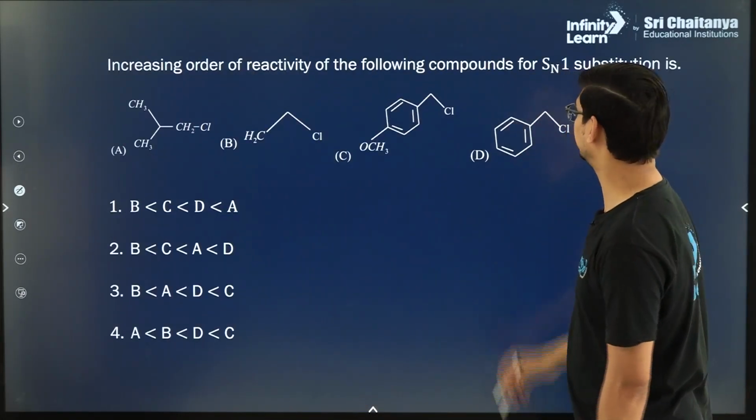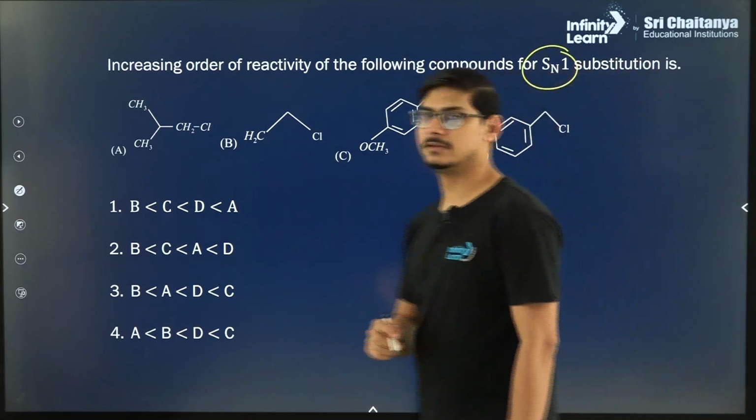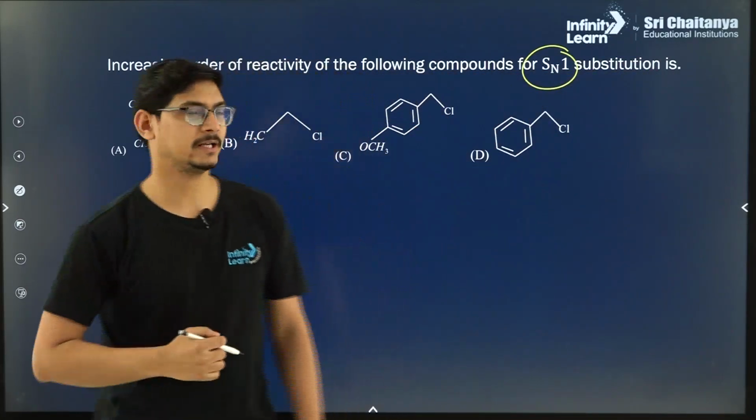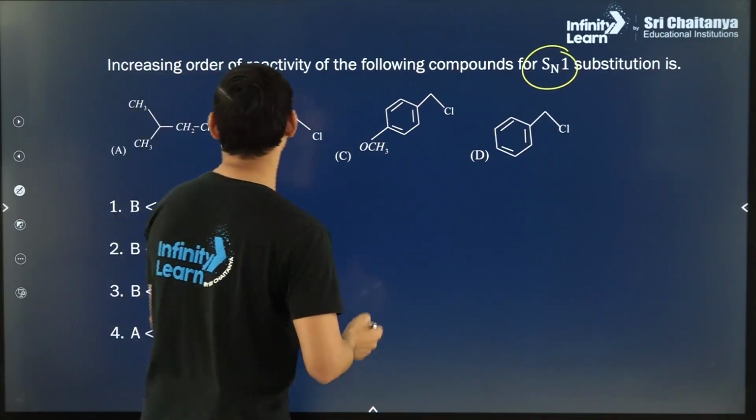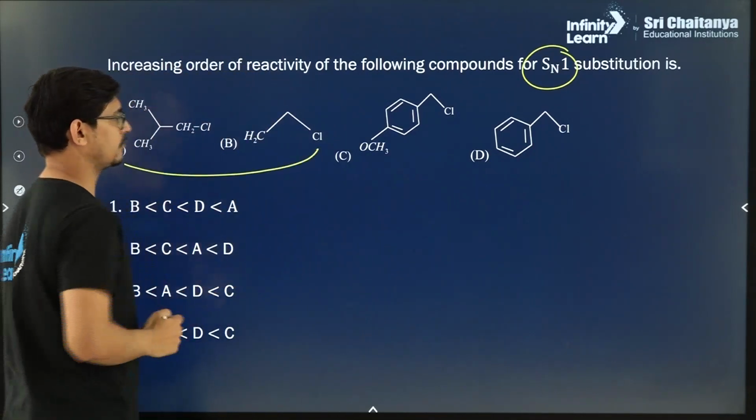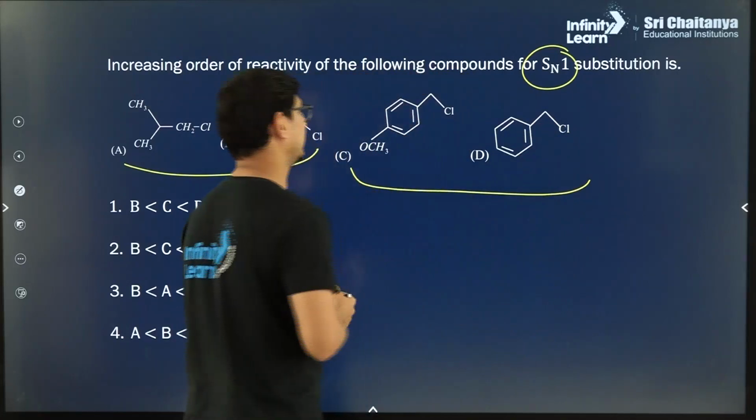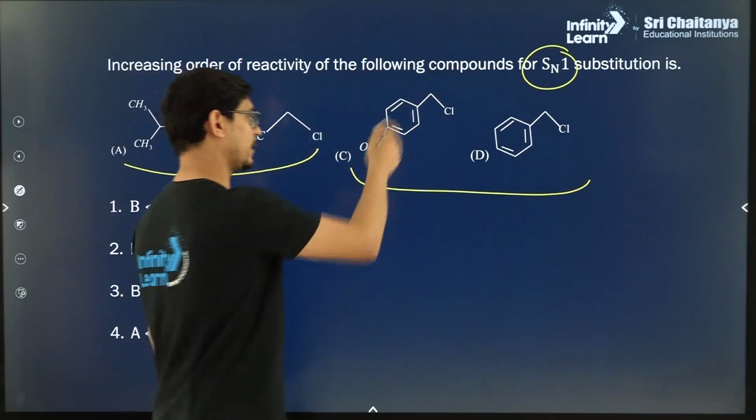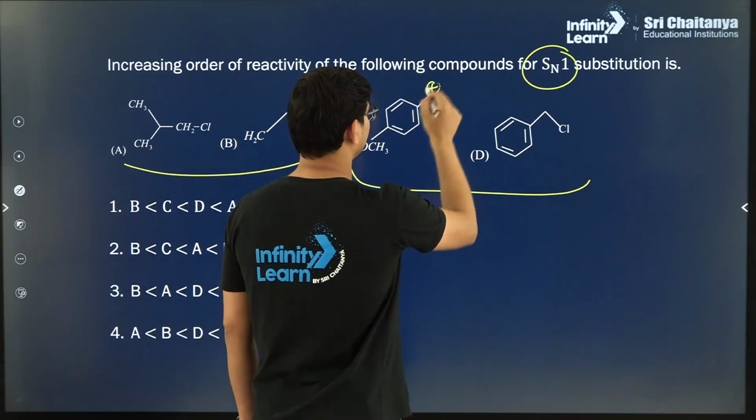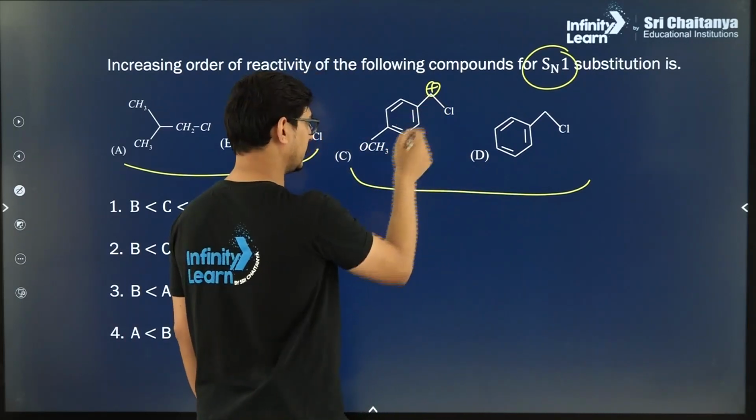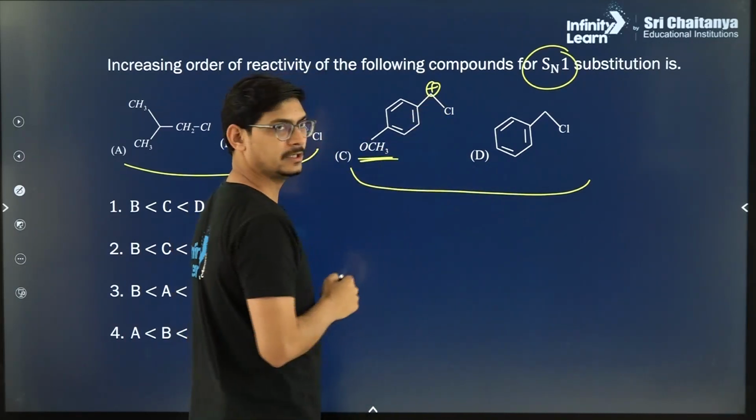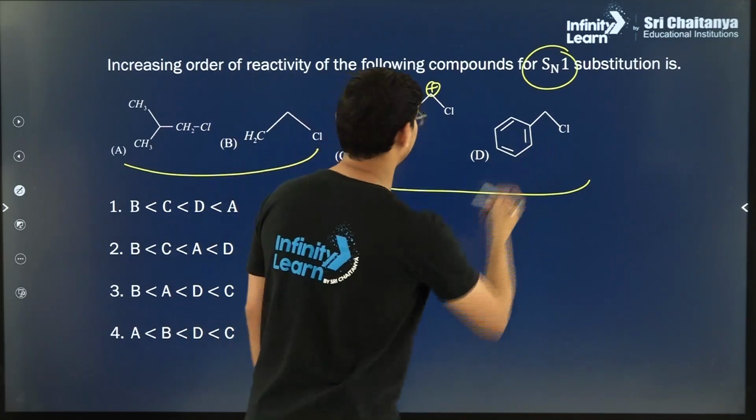The increasing order of reactivity in SN1. In SN1, the reactivity is proportional to carbocation stability. So we can see, of course, these will be aliphatic carbocations, less stable. These are aromatic resonance stabilized carbocations, right? They will be more stable. They have aromatic components. So this will be stabilized by benzene, not only by benzene but also by OCH3. So C will be most reactive, followed by D.